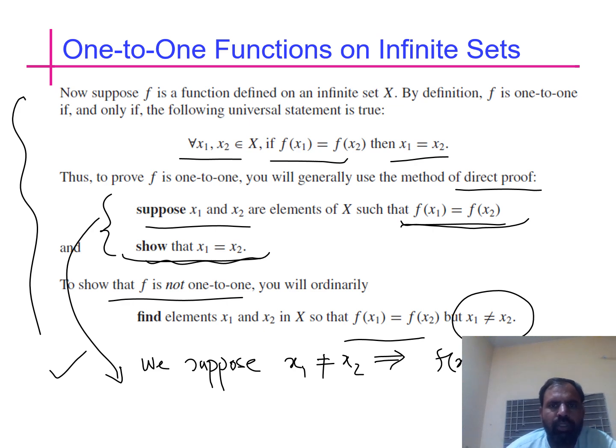One-to-one functions on infinite sets. Suppose f is a function defined on an infinite set X. By definition, f is one-to-one if and only if the following universal statement is true: for all x1, x2 belonging to X, if f of x1 is equal to f of x2, then x1 is equal to x2. Thus, to prove f is one-to-one, you will generally use the method of direct proof.